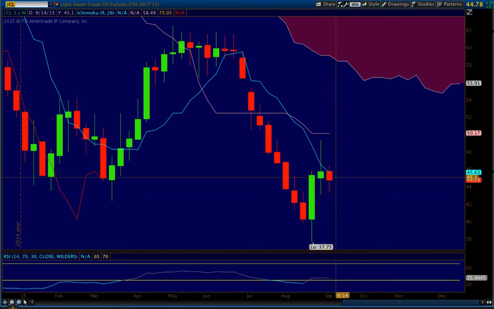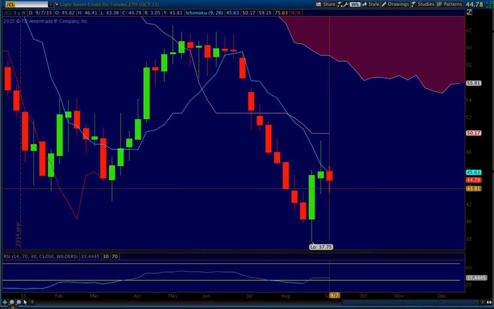There's good reason to be cautious if you're bullish on crude. In order for things to get slightly more bullish, we need price action to get back over 45.63, which is the level of the Tenkan-sen, or wherever the Tenkan-sen opens up when the new candle opens up.